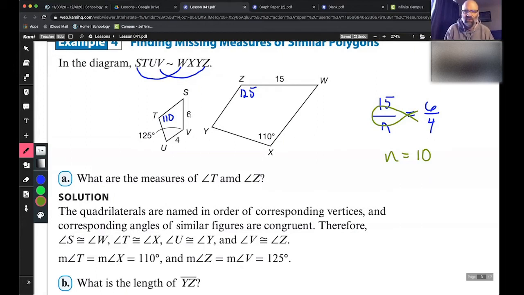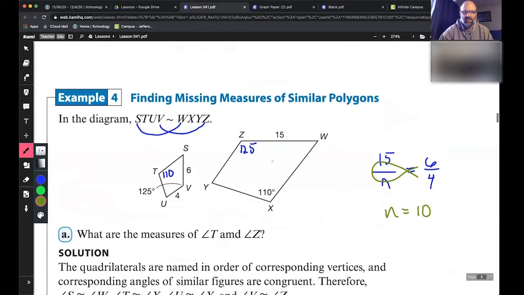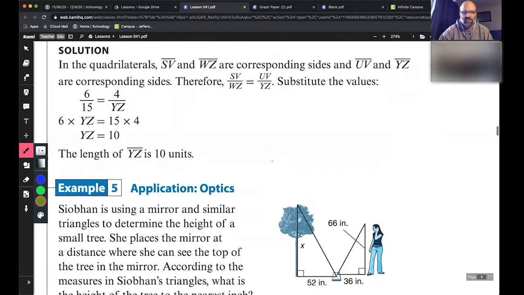See how going from 6 to 15, there's not a nice scale factor. It's actually times 2.5. Well, I guess you could do that. 4 times 2.5 would be 10 as well. So you could still use the scale factor. It's just a decimal, so it might not be a pretty number to multiply by. Okay, that was example 4.